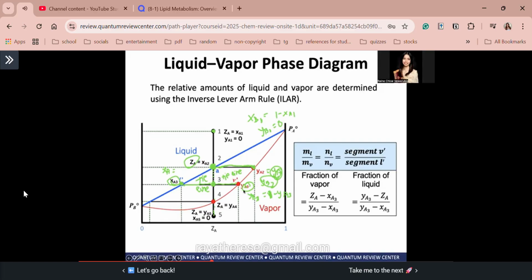That is through the inverse lever arm rule, or the lever rule in short. So guys, take note, we can only find the relative amounts here and not the actual concentrations of the components. So why is it called inverse? This is your inverse lever arm rule. It says here, guys, the moles of liquid is proportional to segment V apostrophe. What is segment V apostrophe?